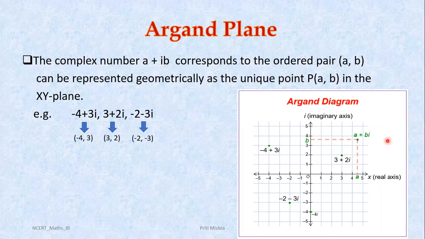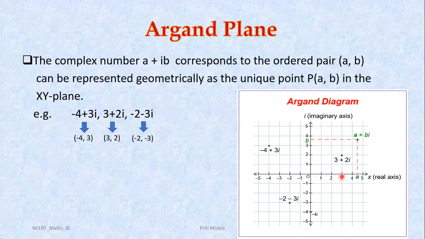and where these two perpendiculars intersect, this gives us the point (a, b), which represents our complex number a plus ib. Just like this, we can represent minus 4 plus 3i, because this denotes the ordered pair (-4, 3). So we will plot the point (-4, 3). Here we have our complex number minus 4 plus 3i. Just like this, 3 plus 2i represents the ordered pair (3, 2).